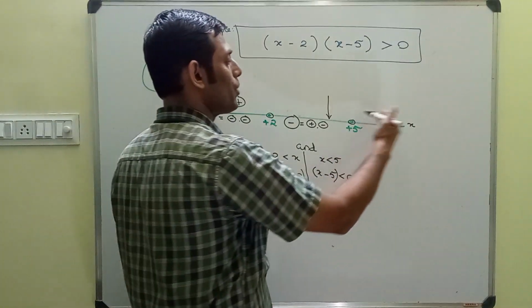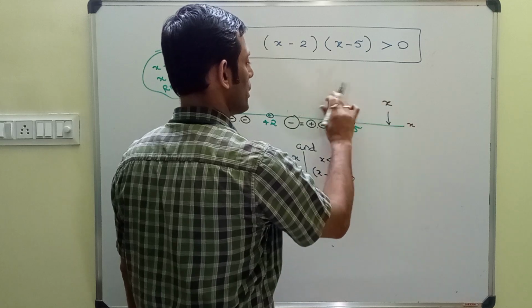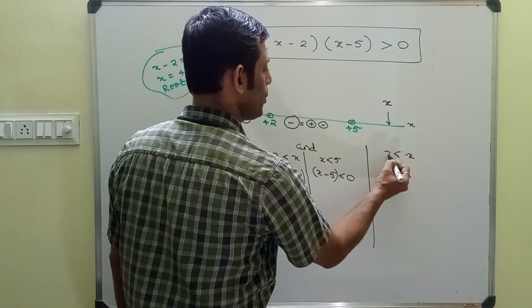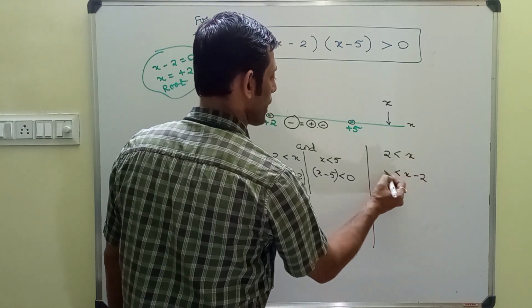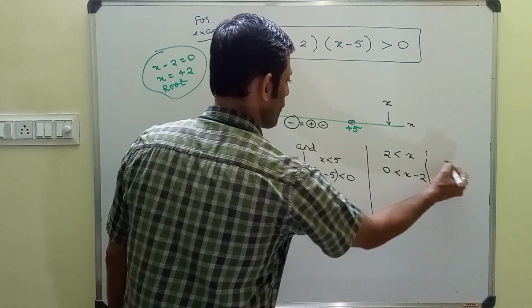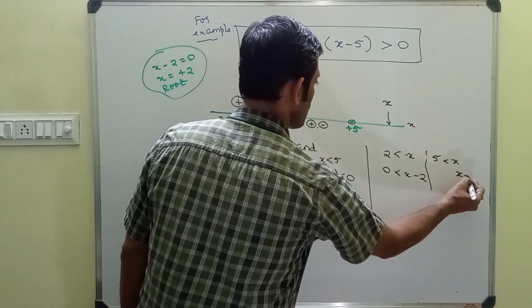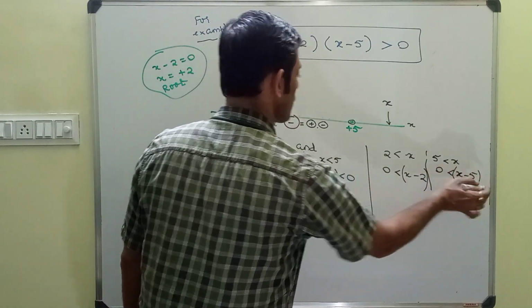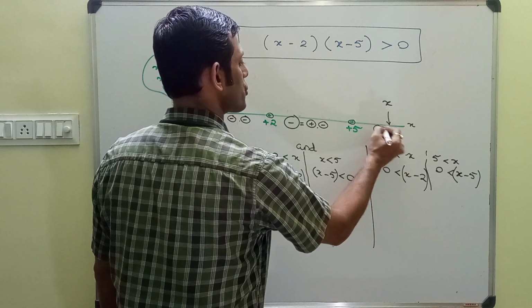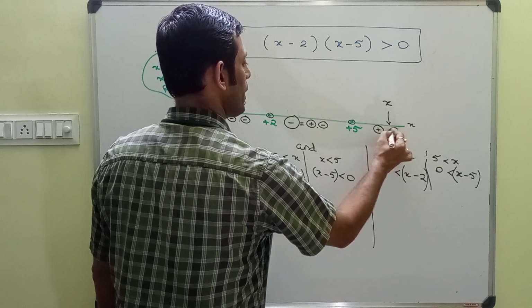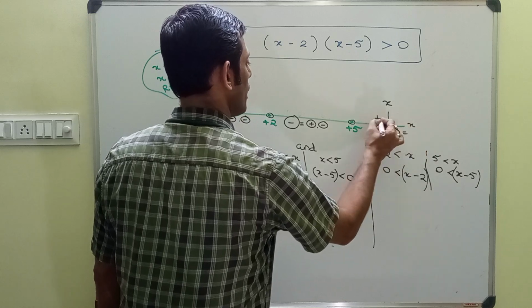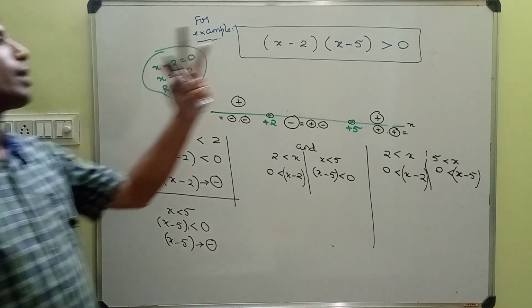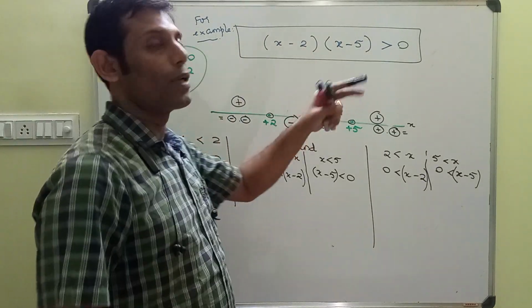And then when I go to the right of 5, suppose I am here, if this is the position of x, then I am greater than 2, that means x minus 2 is greater than 0. Similarly, if x is greater than 5, then x minus 5 is greater than 0. That means both factors are turning positive. Both factors are turning positive in this zone, and hence the product is a big positive. And this is how we calculate the polarities of the product of factors in the intervals of numbers.